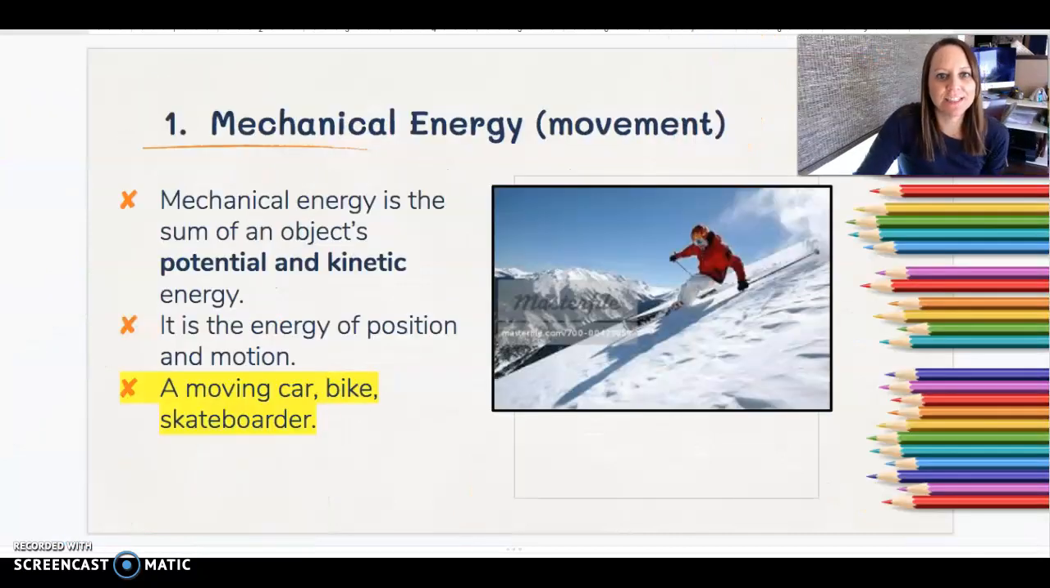The first type of energy is mechanical energy, and we're going to call this the energy of movement. The definition of mechanical energy is the sum of an object's potential and kinetic energy. We know that objects always have a little bit of potential and a little bit of kinetic energy, and it transforms from one to the other and back again. So we're just going to call that mechanical energy. Anytime something is moving, even if it's not moving at the second, we would call that mechanical energy. So a moving car, a bike, a skateboarder, a skier, anytime they're moving, we call it mechanical energy.